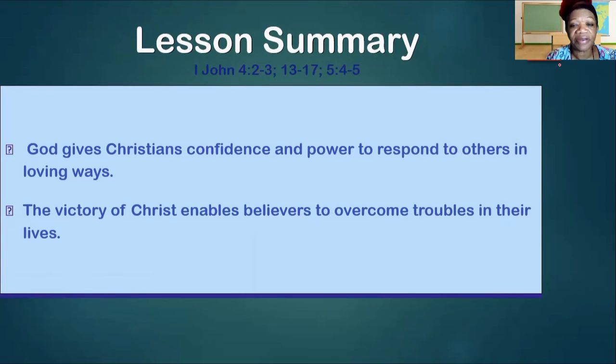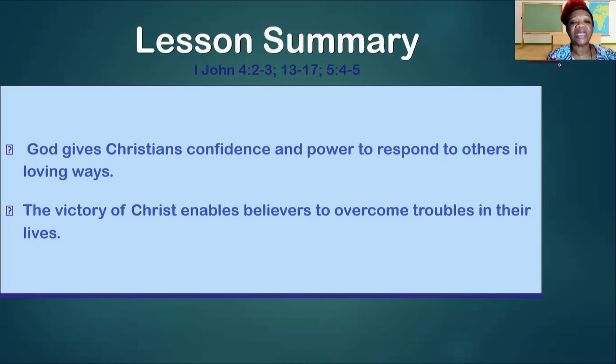God gives Christians confidence and power to respond to others in loving ways. So even if there's someone that comes to your house or someone that you see someplace in the store that approaches you and your parents, and they may be trying to say, oh, let me share this Bible with you or this Bible story. Let me tell you what God says. And you've had your Bible lesson, your Sunday school lesson, and you know that God didn't say that. You still treat them with kindness, thank you, and go along your way.